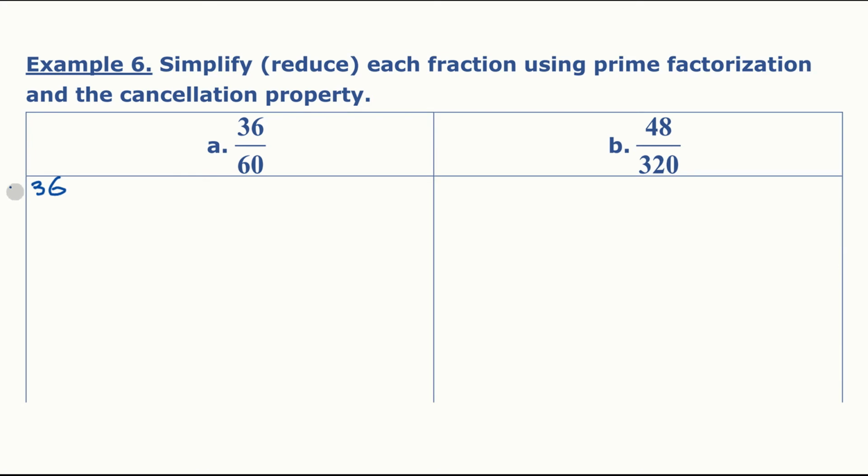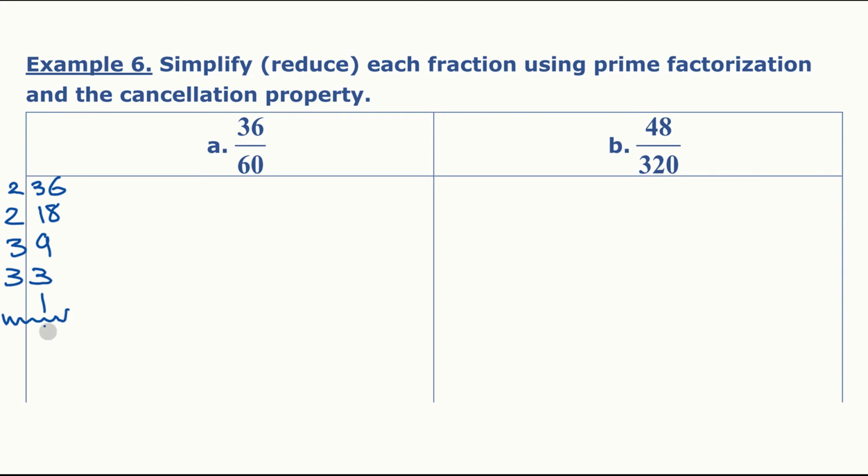Now I know that 2 goes into 36 18 times. Again, try this on your own before you watch the rest of the video, always, for best results. 3 gives us 3, and then 3 gives us 1. Okay, so there's the prime factorization of 36.